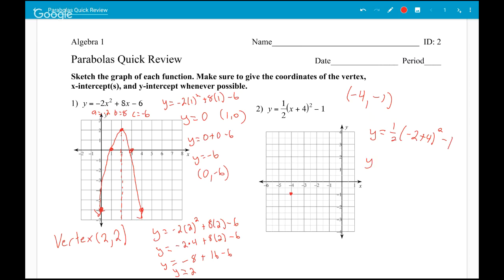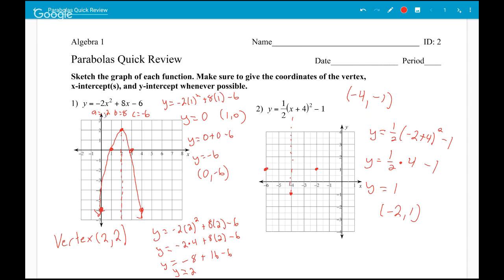The reason I chose that is because now negative 2 plus 4 is 2. 2 squared is 4. So I'm going to do 1 half times 4. I get y equals 1. So (-2, 1). Plugged in negative 2, and I got 1. Oops, forgot to draw my axis of symmetry. And I'm going to mirror that over on the other side.